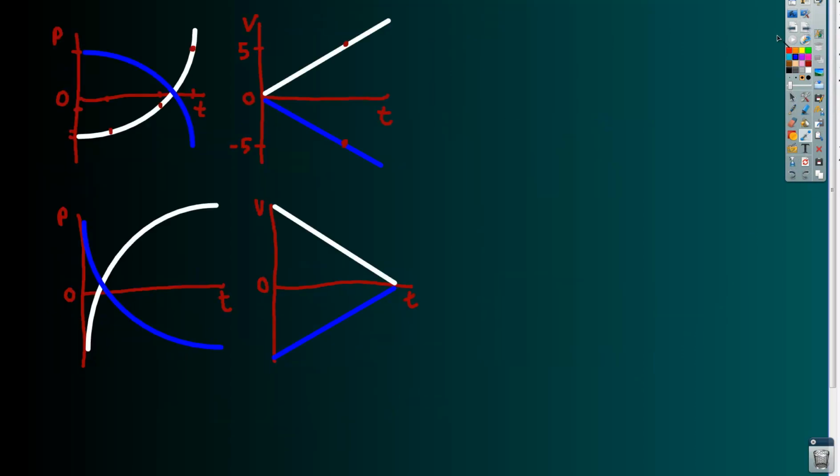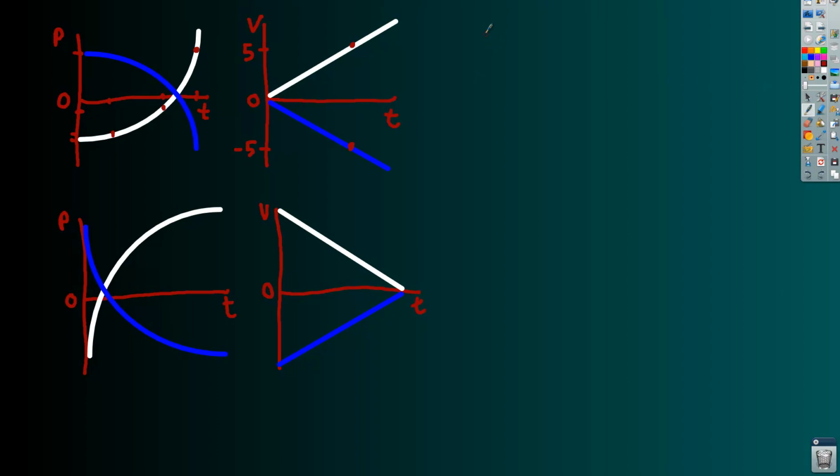Now, things are different over here. All right, let me draw two acceleration graphs. While I'm drawing these graphs, take a look at what's different about these over here. Try to predict what I'm going to draw.